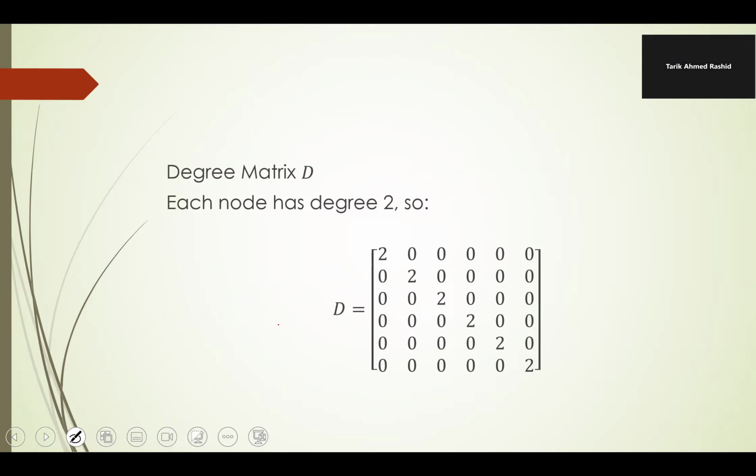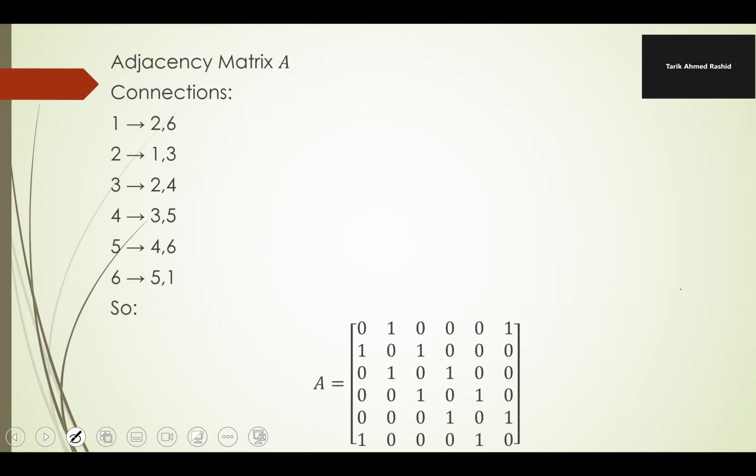Row 1, the first node, has two connections. Row 2, the second node, has two connections. Row 3, the third vertex, has two connections, and so on. You can see this diagonal means that every node has two connections. That is the matrix D, the degree matrix, which is formed. Next we'll do the adjacency matrix.